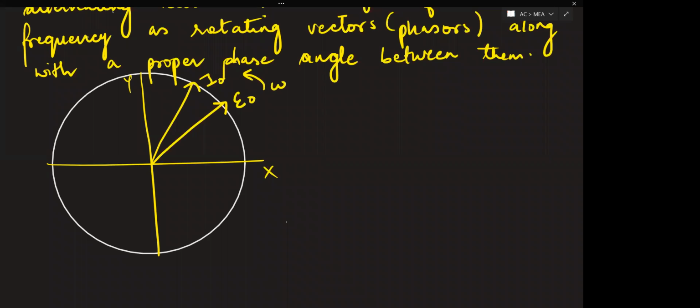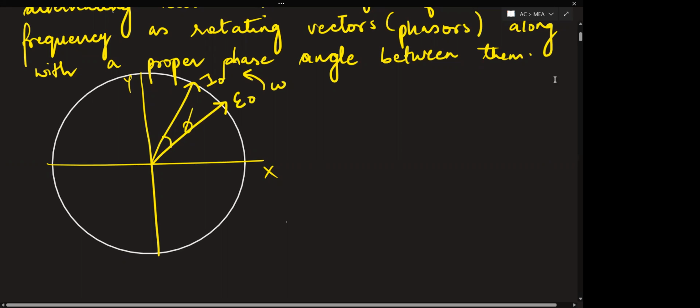Fine. There is an angle between them. This angle can be phi naught or phi, any angle you can choose. Its maximum value is what? Maximum value is E naught. Like this we draw it. This is the general form. Now we'll come to each of the circuits. Then you will understand how to actually use these phasor diagrams or draw them in the form of graphs.